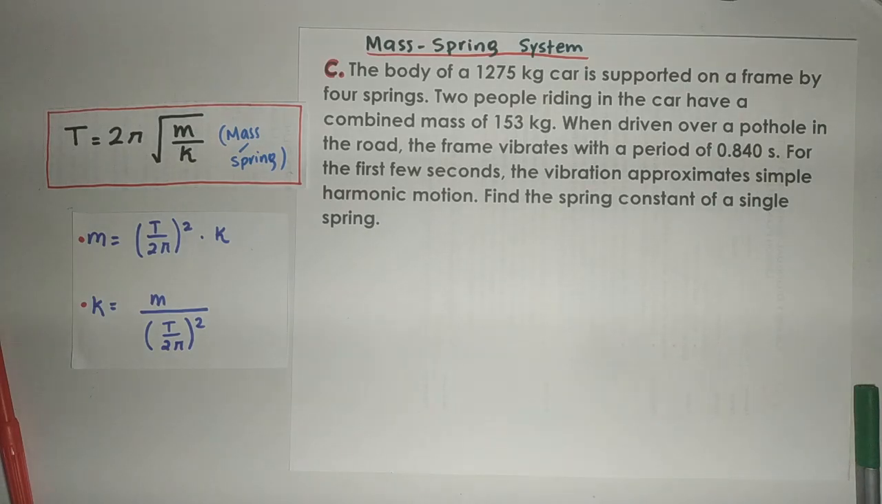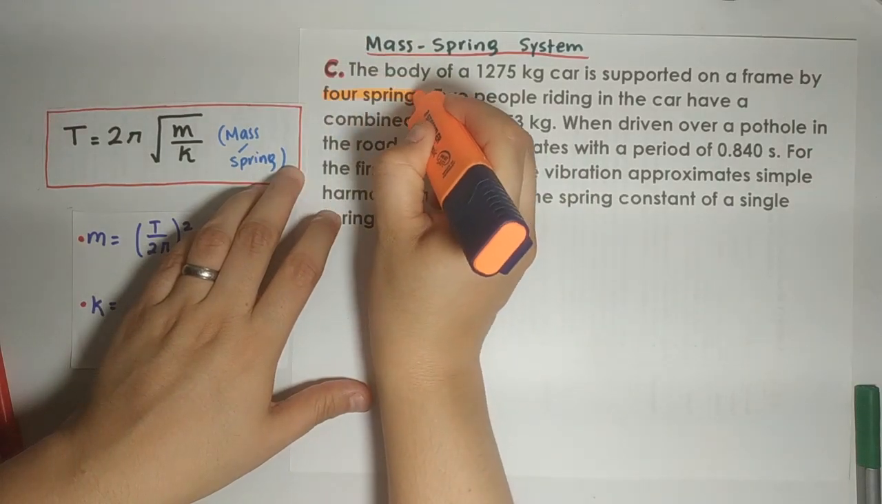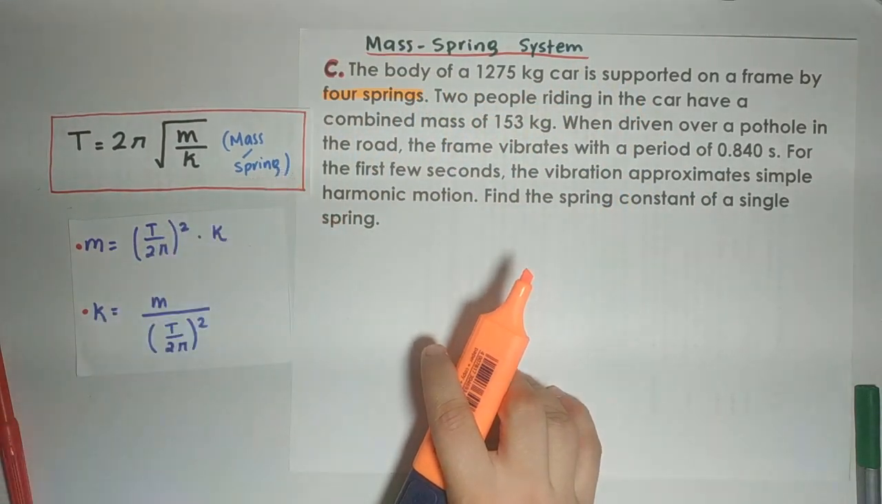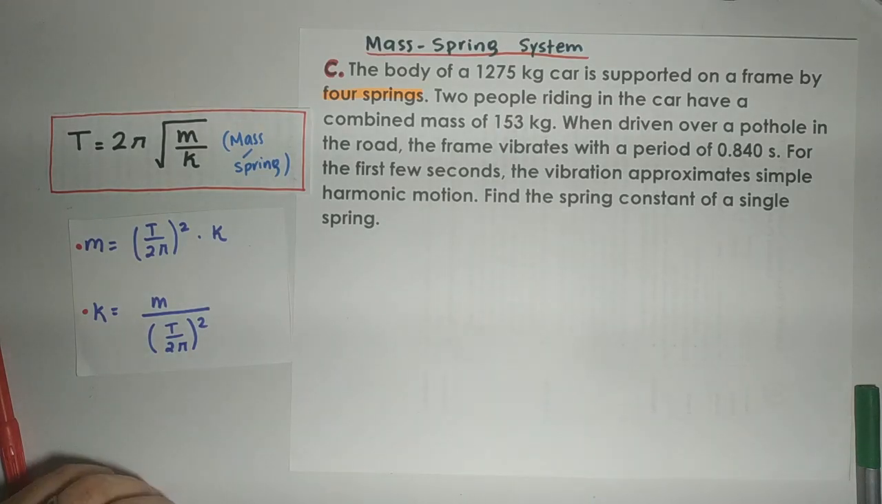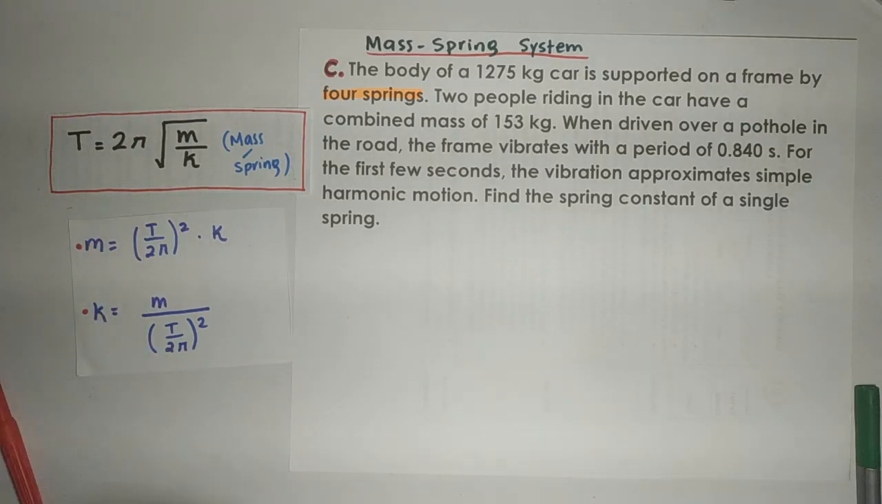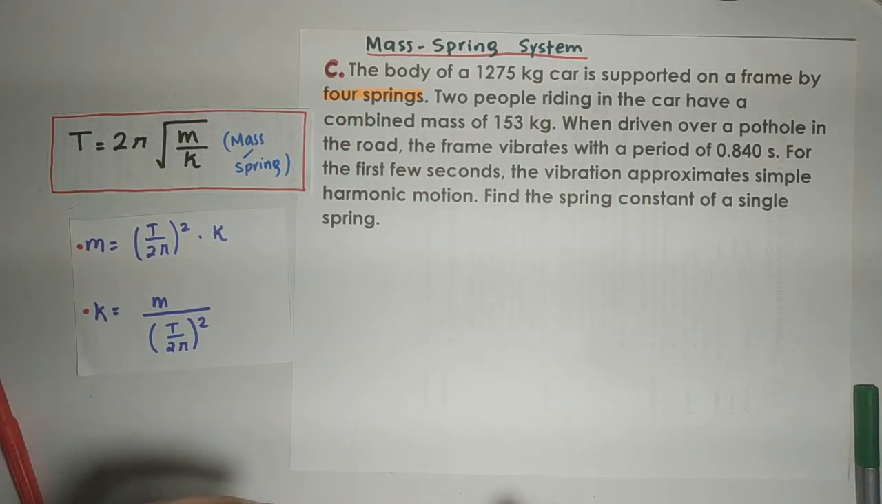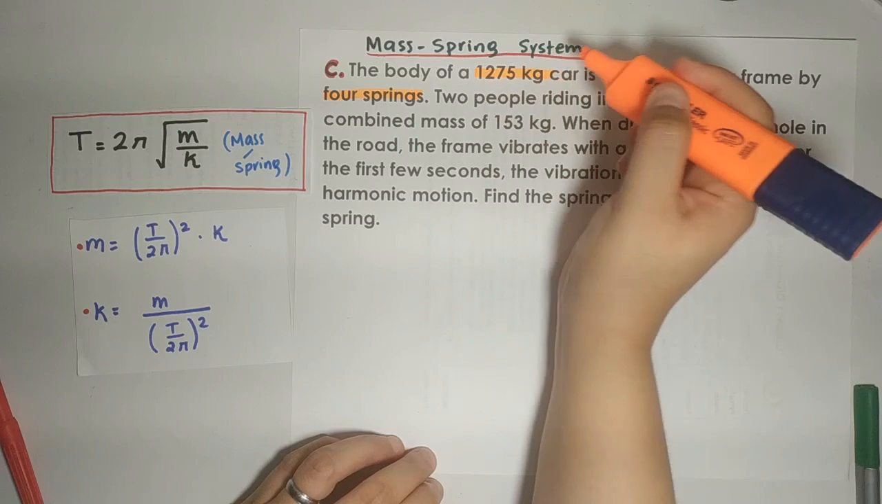The body of a 1,275 kilogram car is supported on a frame by 4 springs. Interesting. So we're talking about 4 springs. 2 people riding in the car have a combined mass of 153 kilograms. So that means inside the car we have 2 people. So we have a combined mass of the car plus the 2 people. So here, these 2 masses are going to be added.